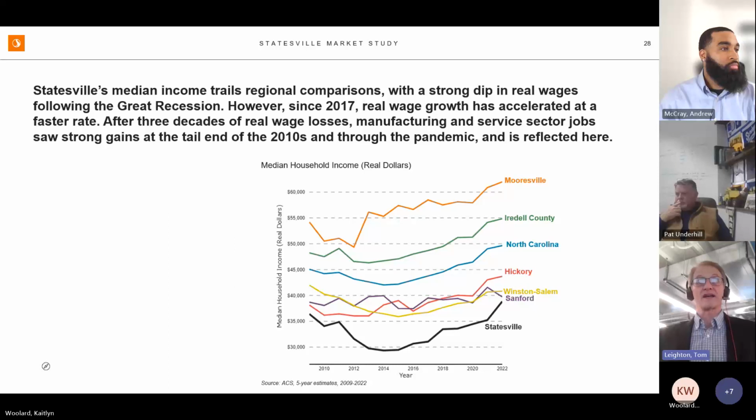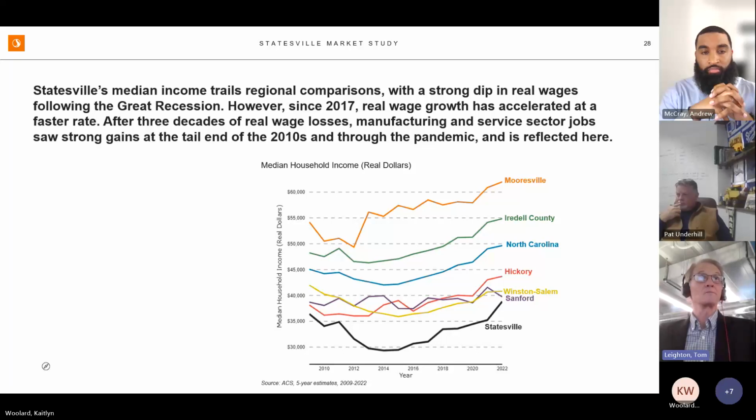This is a chart that compares the income trajectory in Statesville to that of North Carolina as a whole, Iredell County as a whole, and some of the cities that you might compare yourself to. Statesville tends to have lower income households, but you can see that in recent years there's an upward trajectory in median incomes to the point where it's starting to achieve a median income that's close to some of your comparison cities, and that's a result of this employment growth and job growth. Next slide, please.